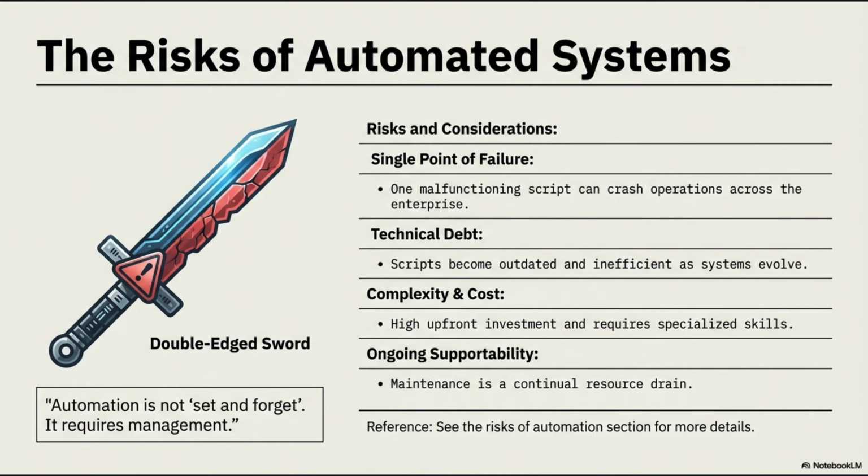Now, what are the risks of automated systems? There's a single point of failure, so one malfunctioning script can crash operations across the enterprise. There's technical debt, where the scripts become outdated and inefficient as systems evolve. There's complexity and cost, where a high upfront investment requires specialized skill. And there's ongoing supportability, because maintenance is a continual resource drain for automation. Now remember, automation is not set and forget. You need to maintain it.